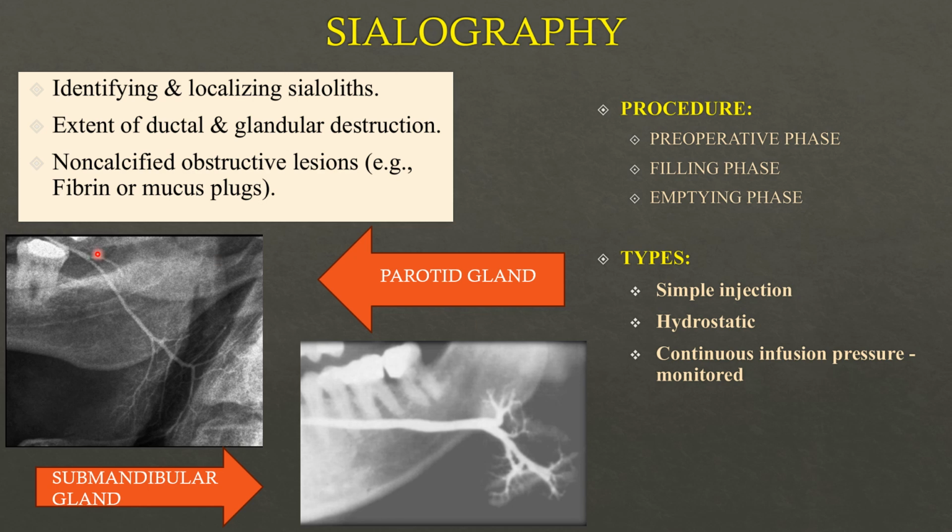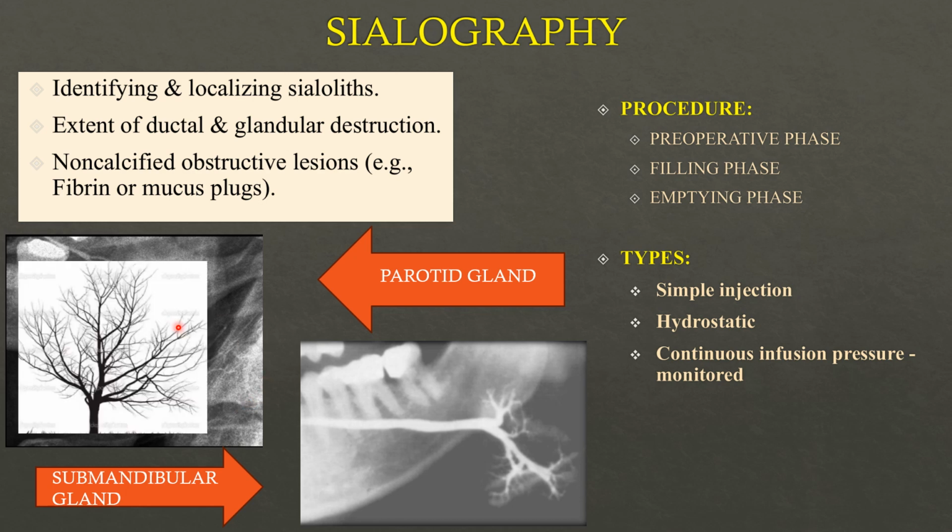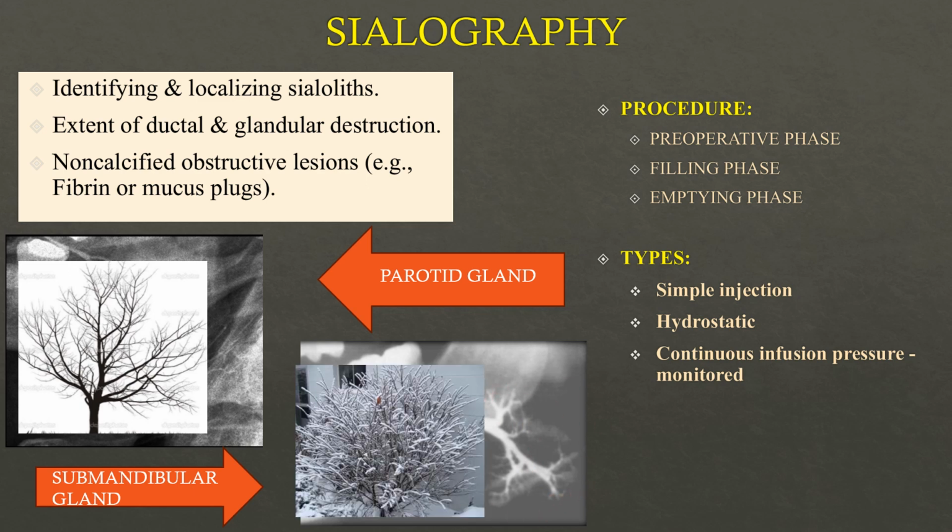This is the normal parotid gland after a sialography. This is compared to the tree in winter appearance. This is a normal submandibular gland after performing sialography. This is compared to the bush in winter appearance.